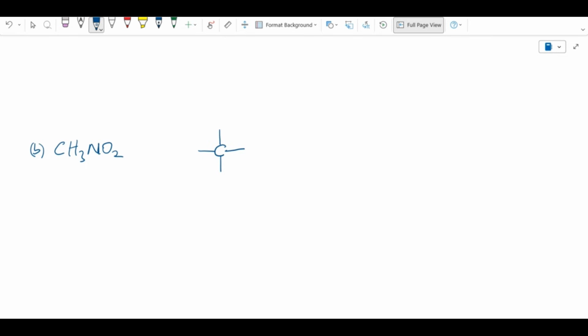For nitrogen, the atom has 5 valence electrons, so that means we have 1, 2, 3, 4, 5. In other words, the neutral nitrogen atom can form 3 bonds and 1 lone pair.